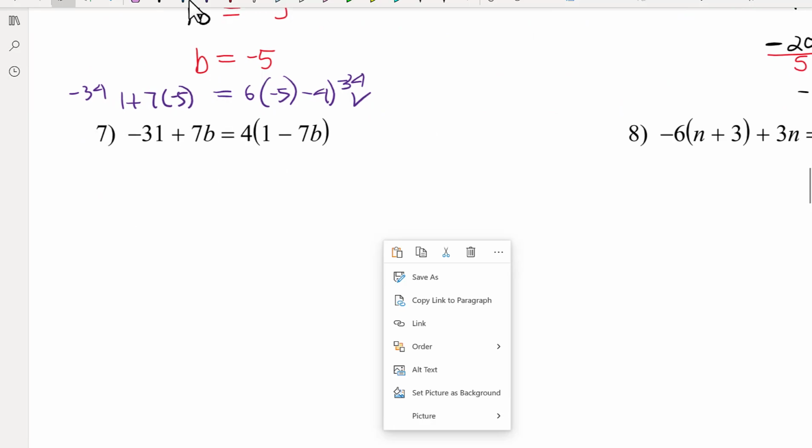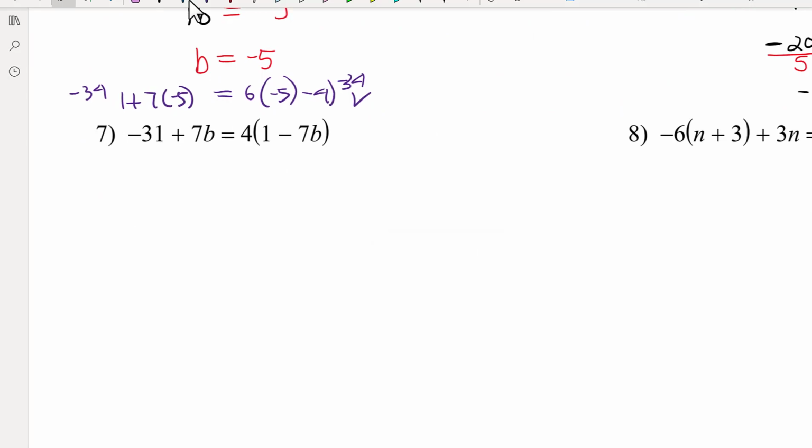Okay. And then we've got one where we've got a distributive first. So on the left side, there's no terms to combine. 4 times 1 is 4. And then 4 times -7b is -28b. And then take a moment to notice +7 is larger than -28b. So we're going to, the inverse operation to subtracting 28b is add 28b. Those will cancel.